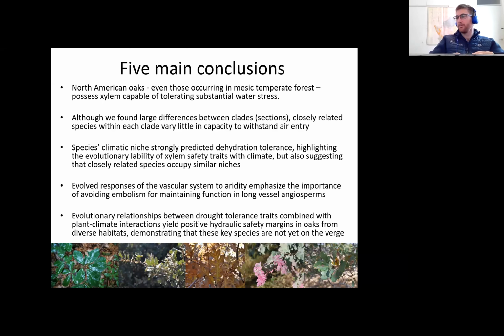And then finally, some of the evolutionary relationships between drought tolerance traits. So this is things like leaf size and plant height, combined with this climatic variation tends to yield minimum water potential values that avoid catastrophic embolism within these species. And this line of inquiry demonstrates that some of these oak species are not yet on the verge, and there is some buffer to experience lower water potentials.